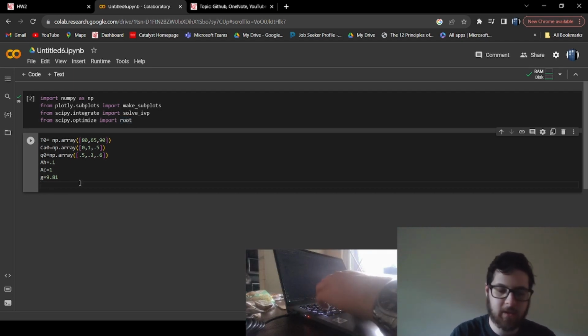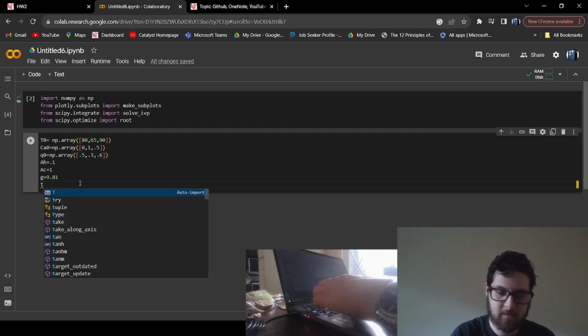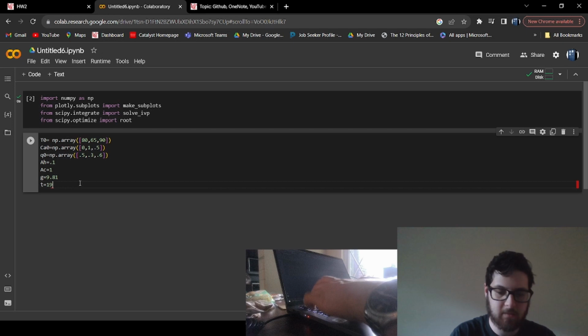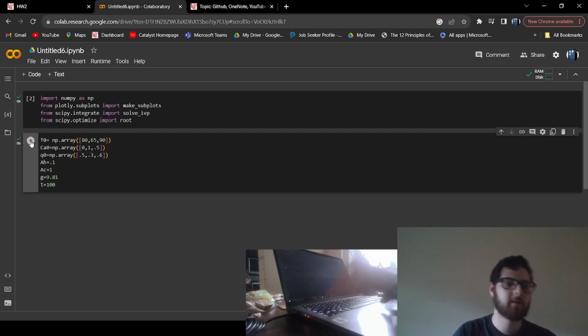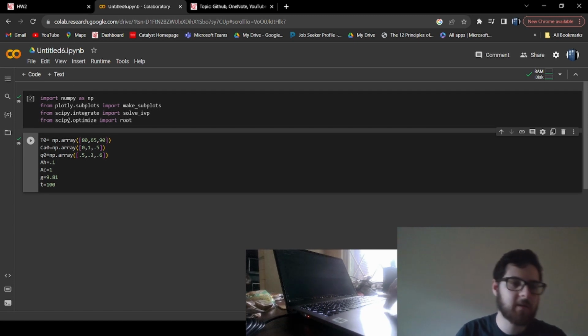And we need a time, which is going to be 100 seconds. All right. And I've got all these up here. These are just our typical housekeeping things. You already know what numpy, plotly, and solving root. This root is going to help us later.